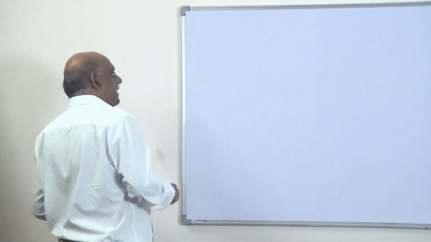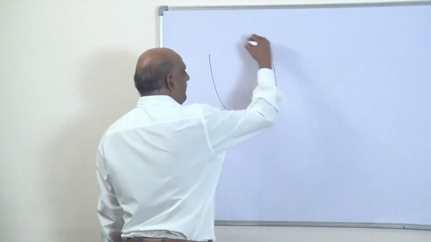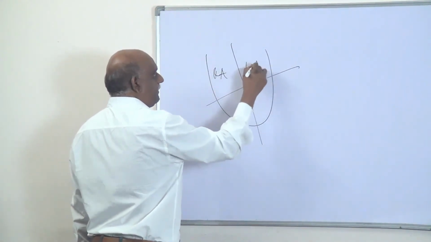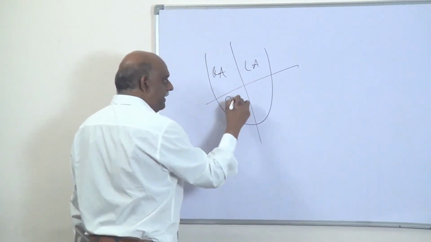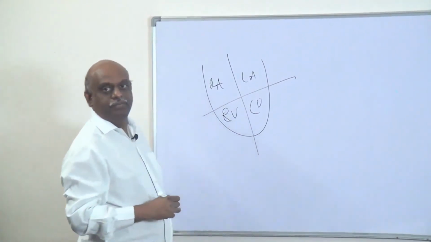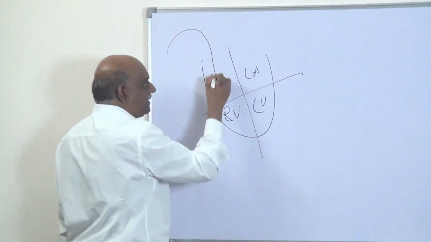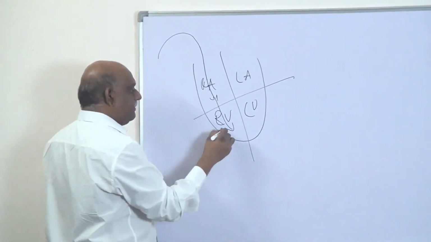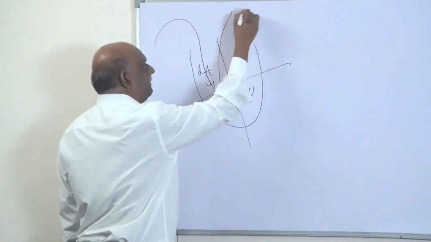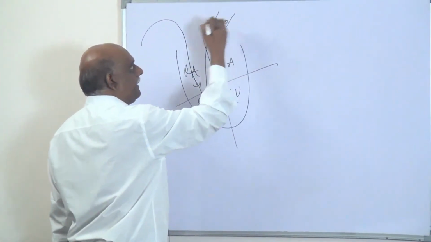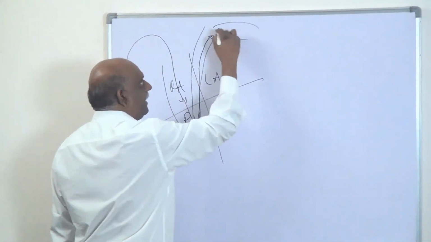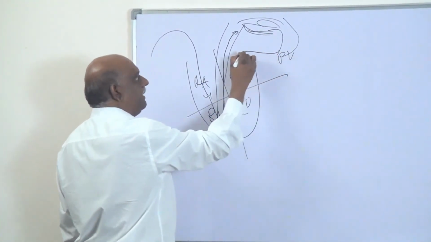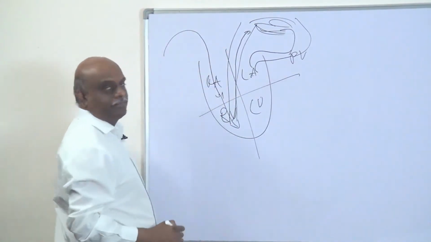So Swan-Ganz catheter, effectively, what is it testing? You have a right atrium, left atrium, right ventricle, left ventricle, and you pass the catheter from the right atrium into the right ventricle, right? From the right ventricle, what is coming? The pulmonary artery is coming, so you pass into the pulmonary artery. Ultimately, the pulmonary artery becomes the capillaries, and the capillaries become the pulmonary vein. The pulmonary vein comes and drains into the left atrium.